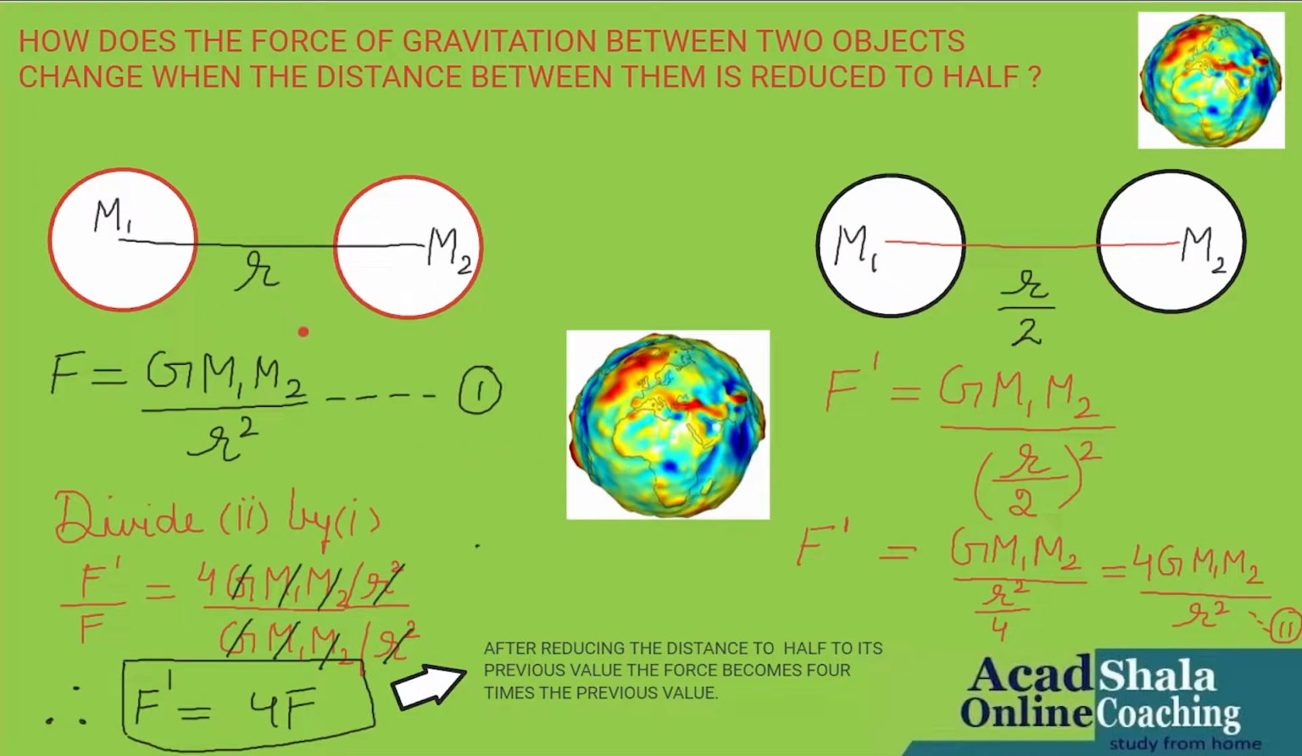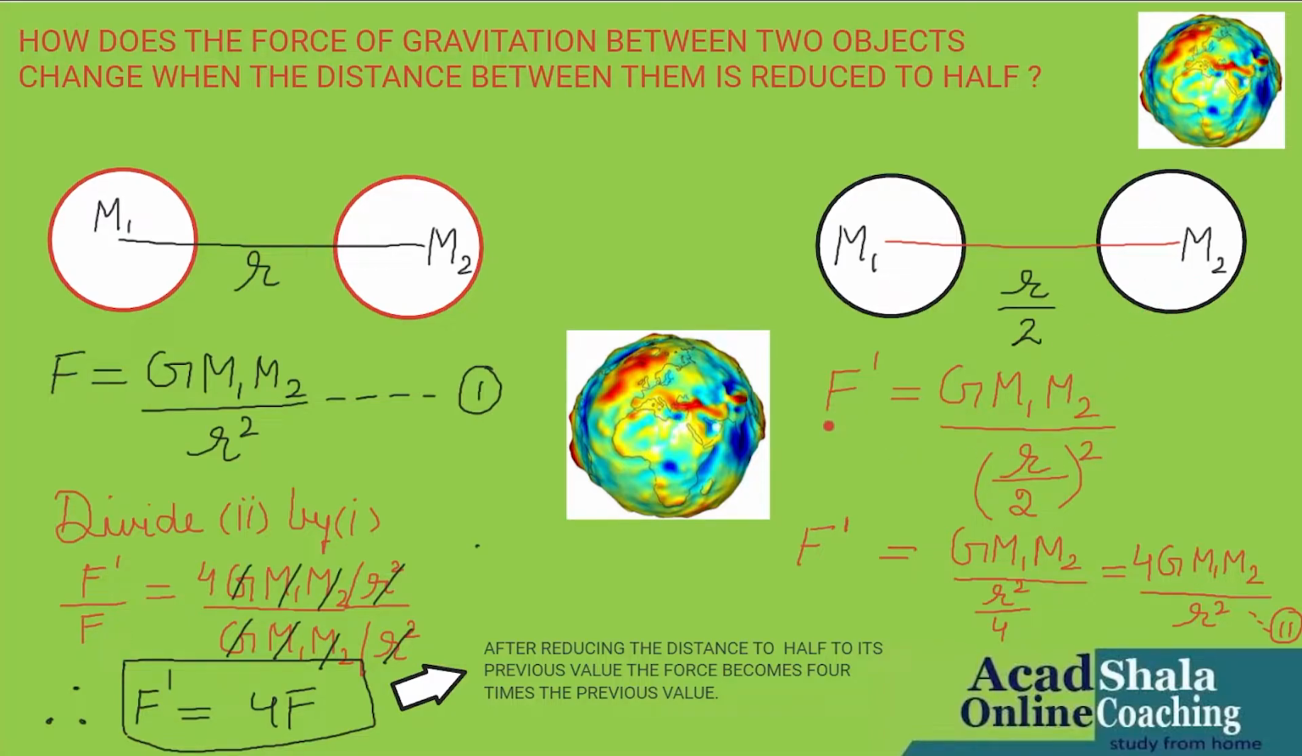Now I will take another force, that is a new force. This was my old force, but something changed in this, that is the distance between the two masses, according to the language of the numerical. After changing it, a new force is formed. What did I change in this? The distance between them is reduced to half. So instead of r, I will write r upon 2. This is what I've shown over here. I have done the changes in it.